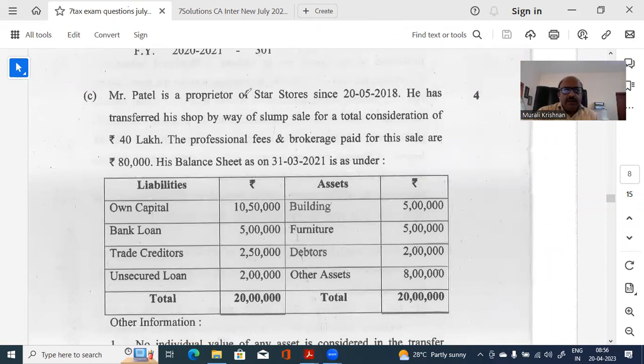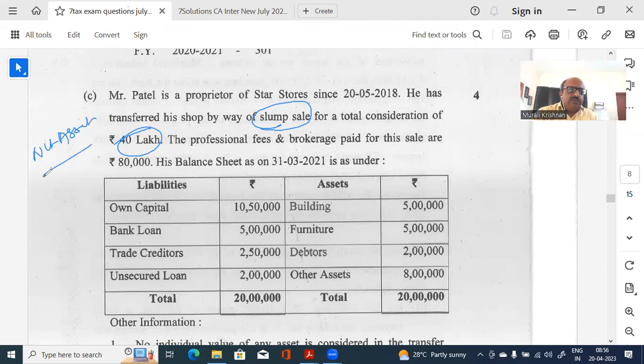Now, this is also coming under capital gain, but it's under slump sale. What is slump sale? A business as a whole is being sold. For how much? Total 40 lakhs. Now, when you sell, if you want to know the value of the business, what is it? Net assets is your value of the business, net worth, whatever you call. How do you calculate net worth? Assets minus liability will be your net assets.